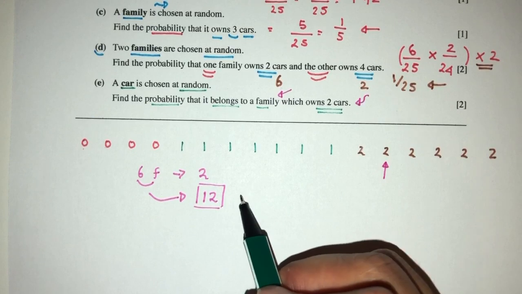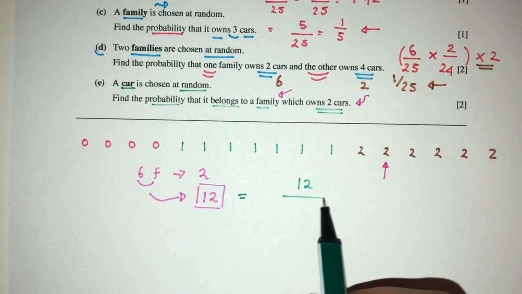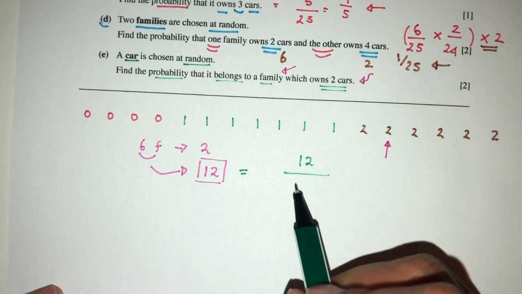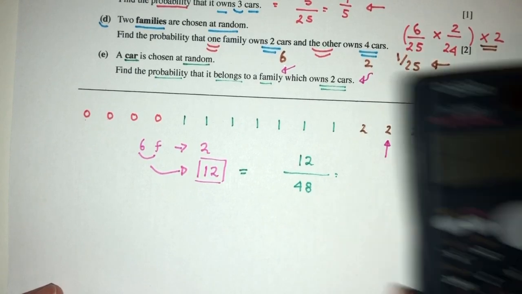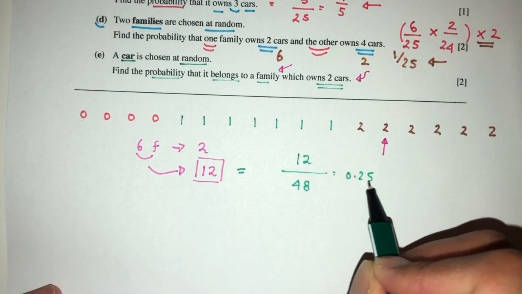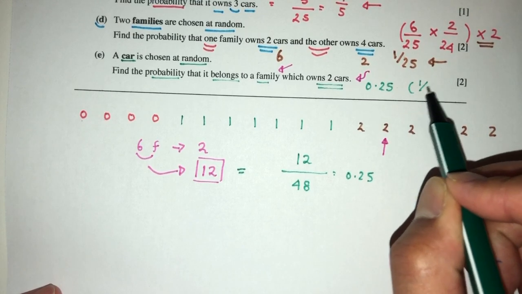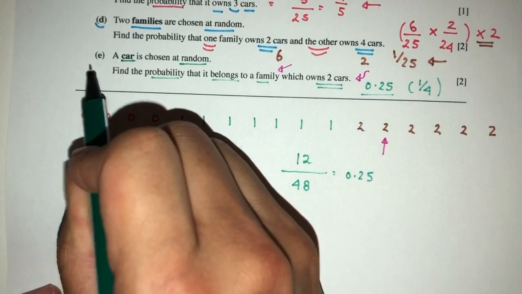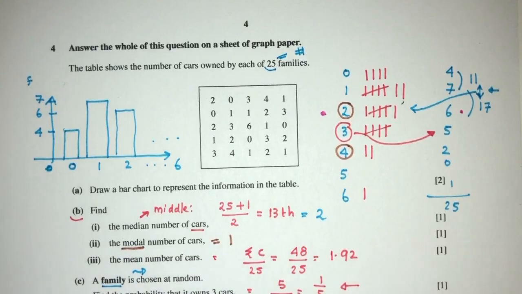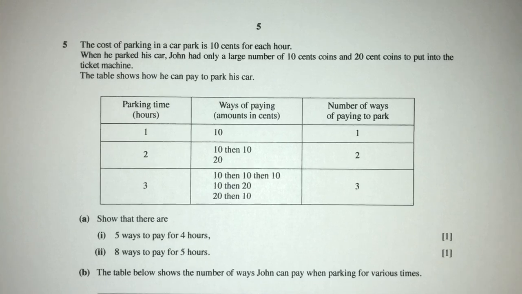Now, my goal is to be in this family. So my chance will be 12 over the total number of cars available, which is 48, as we have seen before. Divide by 48. That will be 0.25 as the answer. So that will be my chance. Or you can write 1 over 4 as well for your answer for part E of the question. And that is your question number 4. So let's move on to question number 5.